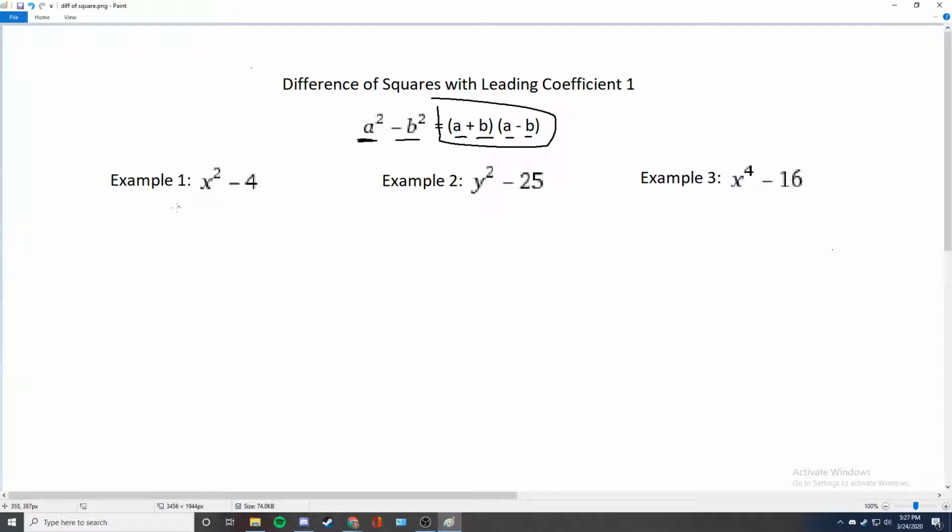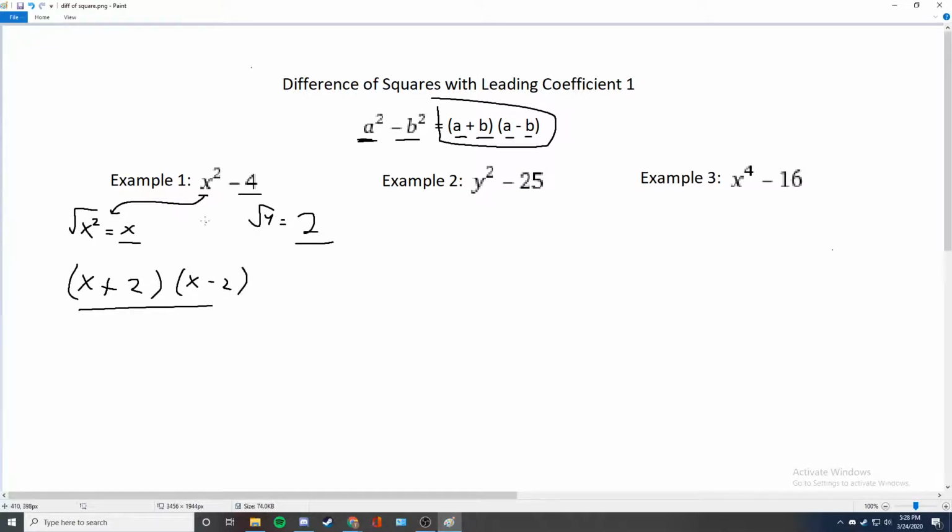So starting out with example 1, we've got x squared minus 4. Both of these terms are perfect squares, so let's take their square roots. The square root of x squared is just x, and the square root of 4 is 2. So we can take these two terms and fill them into this a plus b, a minus b form. First we'll take that x, add the 2, and then our second one will be x minus 2. And this is the final factorization of example 1.